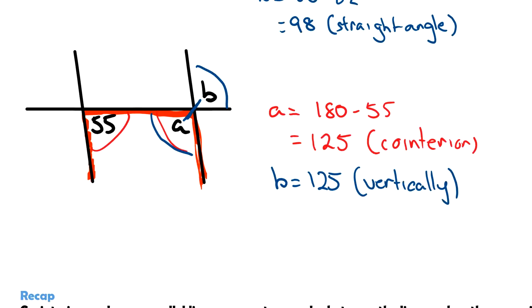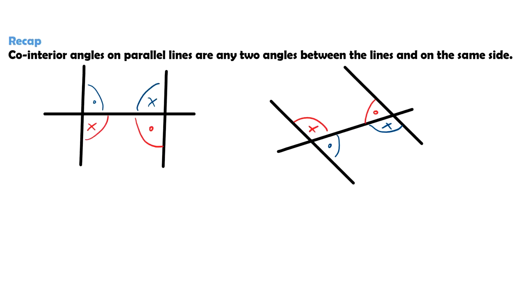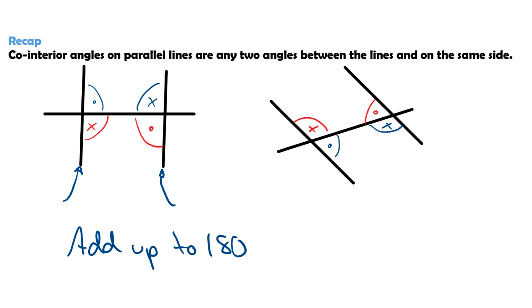Now, to recap, remember co-interior angles are on parallel lines and they're between the lines. Again, we're looking between this line and this line, but on the same side. You can see that the reds are on the same side and the blues are on the same side. The other thing to remember is that, unlike corresponding and alternate, co-interior angles add up to 180. That's very important to remember. And remember, it makes a C shape if you highlight the lines.